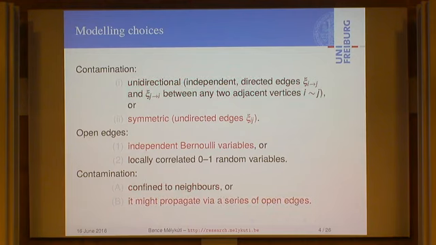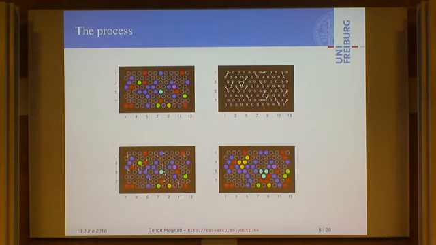And what is not easy, but what I focused on, is what happens if the contamination is symmetric, and it has the property that contamination might propagate via a series of open edges. And I chose this model to focus on because this is exactly what you get if you start with the percolation, so the bond percolation that I showed at the very beginning.